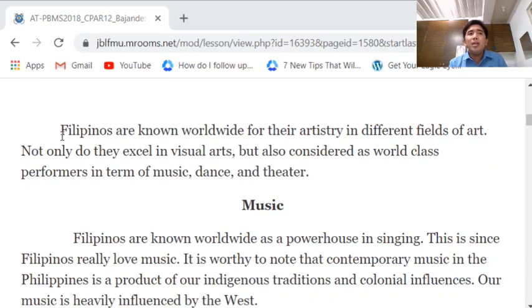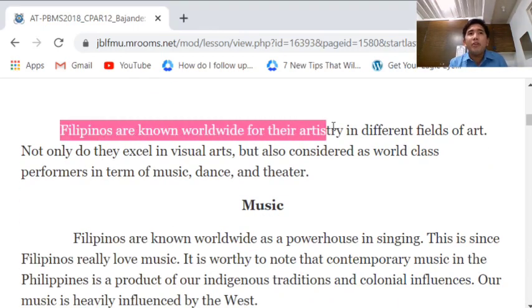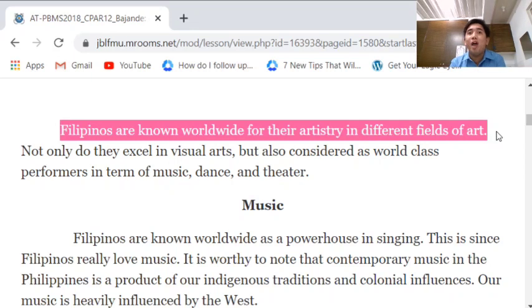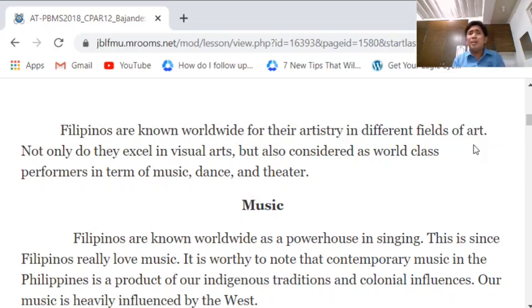Filipinos are known worldwide for their artistry in different fields of art, right? Sometimes people say, as long as it's Filipino, they are talented. Not only do they excel in visual arts, as what we have discussed, but they are also considered world-class performers in terms of music, dance, and theater. And I know you are very much aware of it.